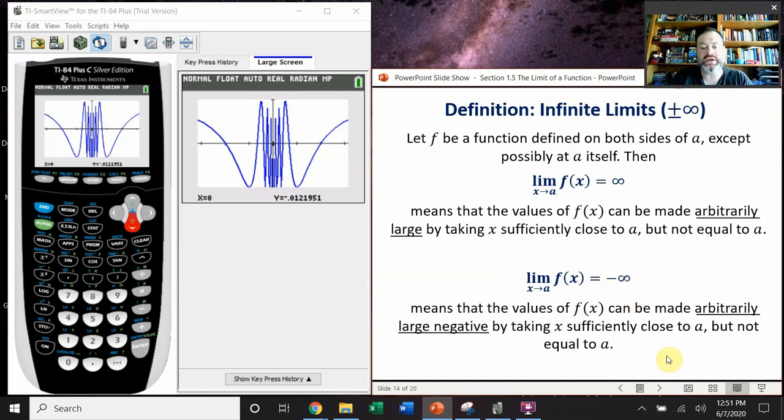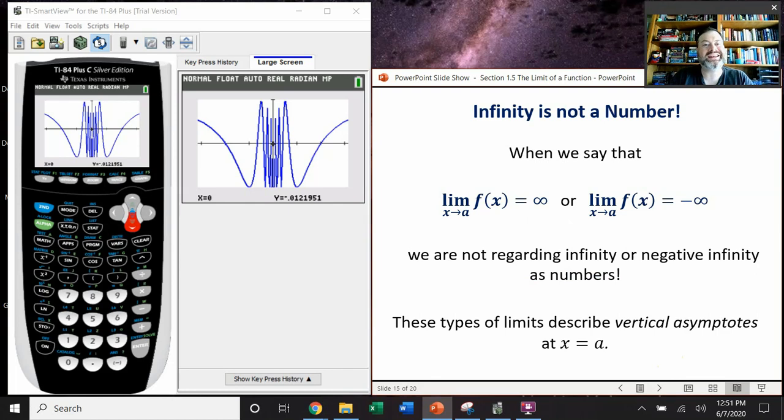This is just a shorthand notation, right? Infinity is not a number. Please don't go around telling people I told you infinity is a number, because I didn't. It just means that we are finding some sort of vertical asymptote, right? That's all it means. You guys probably remember vertical asymptotes from college algebra when you did rational functions or algebraic functions. Same sort of thing here, right? It just means that the function grows without bound as x gets closer to some number.